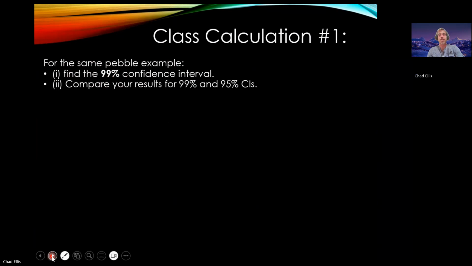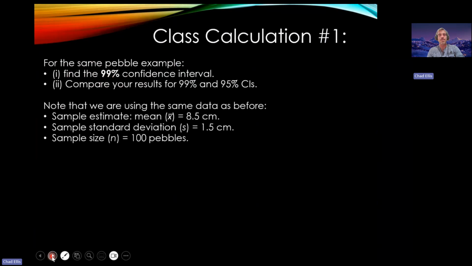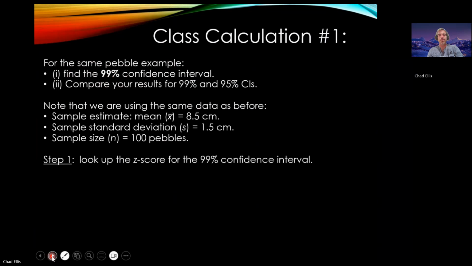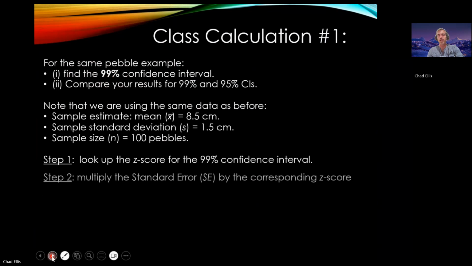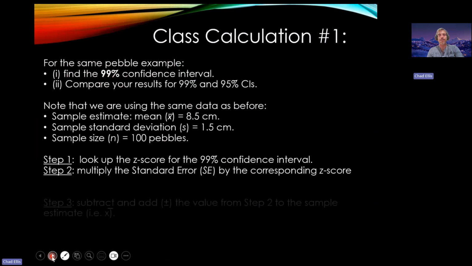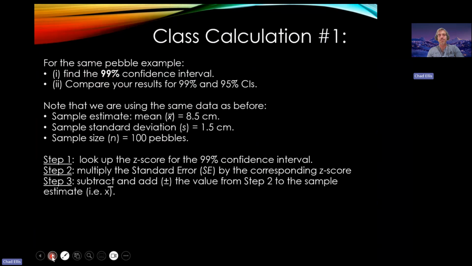So, extending our example here, say you wanted to calculate the 99% confidence interval and compare the results for the 99% to the 95% confidence interval. Use the same data as before for our pebble example. The steps you'd follow: look up the z-score for the 99% confidence interval, multiply the standard error by that corresponding z-score, and then subtract and add that value to your sample mean.